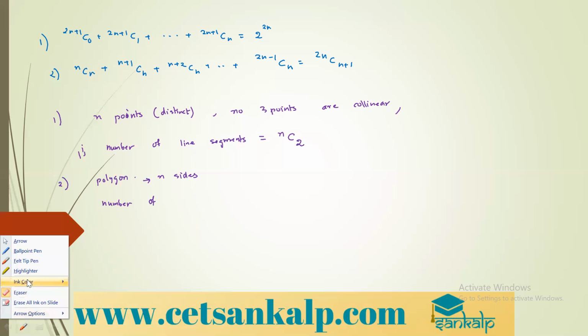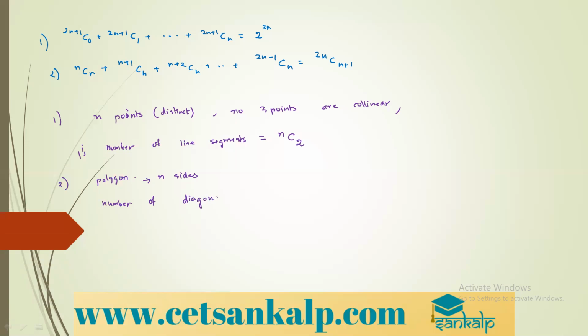This pen is troubling a little. The number of diagonals that can be drawn. So to draw the diagonals, n sides, n vertices. Out of these n vertices, you will be selecting 2 vertices to draw diagonals. But the n sides which are formed, they won't be the diagonals. That you have to subtract.